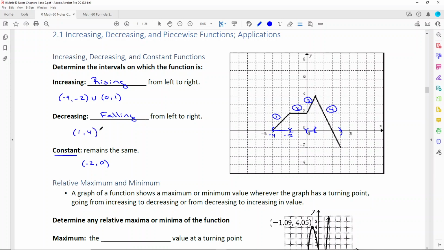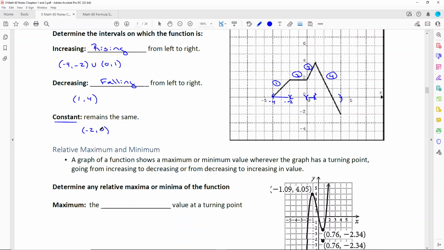And so you'll be asked questions exactly like this. They'll give you a graph and then you just look at the intervals. Always use round brackets, never use square, because at the point of change, it's neither increasing, decreasing, or constant, it's changing. And so we'll always use round brackets, and then you're just looking for the segments. Which segments is it rising? Which segments is it falling? And which segments is it remaining the same, or increasing, decreasing, and constant?